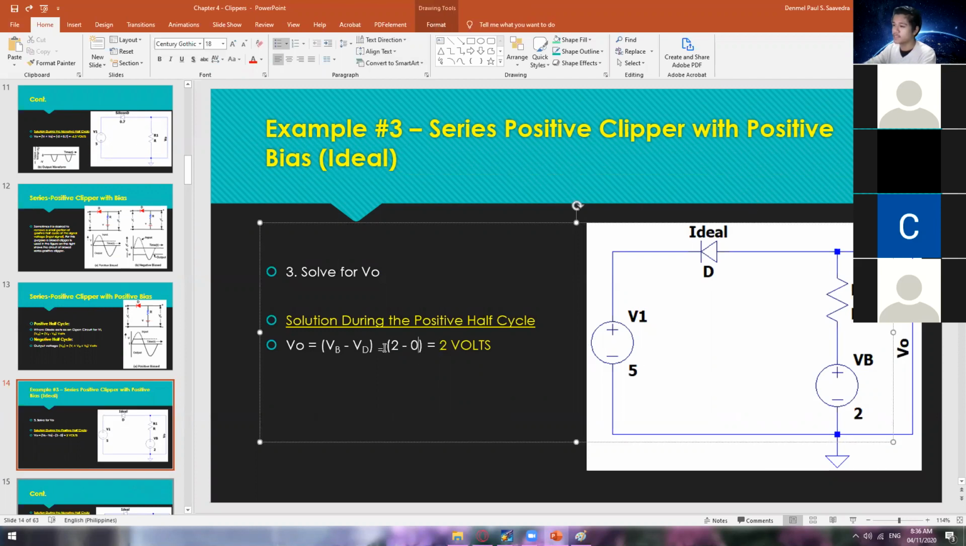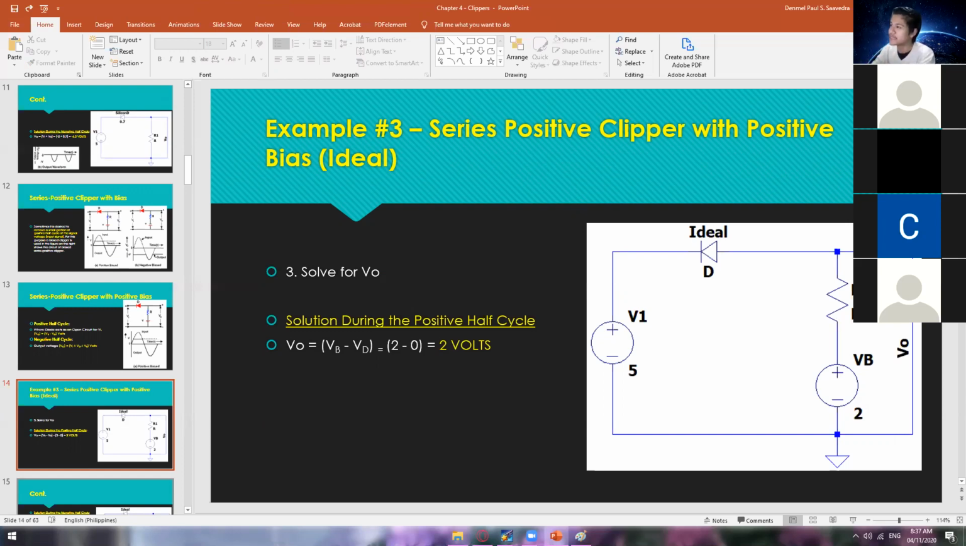Okay, so if that is the case, then V sub B minus V sub D is equal to 2 minus 0. Okay, so why is that 2 minus 0? Since as you can see right here, if this one is conducting, then it will go right away through our V sub O. Okay, so sorry for that one. I have to retrieve what I've said a while ago.